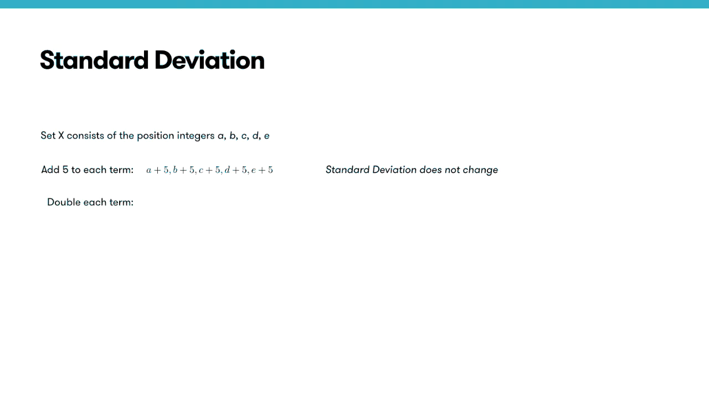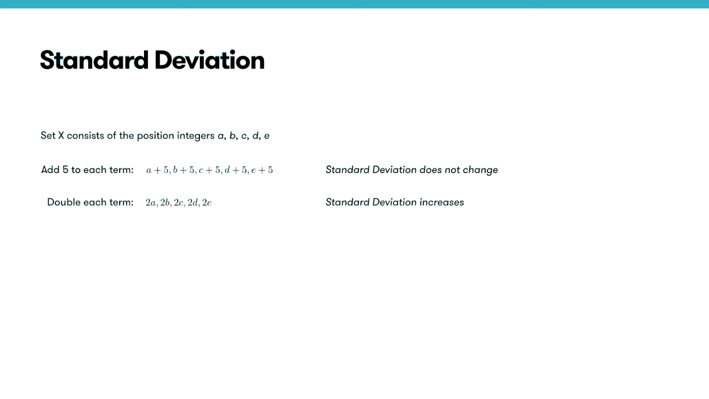Now, what if we multiply the terms in the set by a constant? What if we want to determine what happens to the standard deviation when we double each term? Well, if we double each term, we'll arrive at the set 2a, 2b, 2c, 2d, 2e. By doubling each term, we're going to double the spacing between the terms. Since the distance between the terms will increase, the standard deviation will increase. So what we know is that when you multiply the terms in a set by some value greater than 1, the standard deviation will increase.